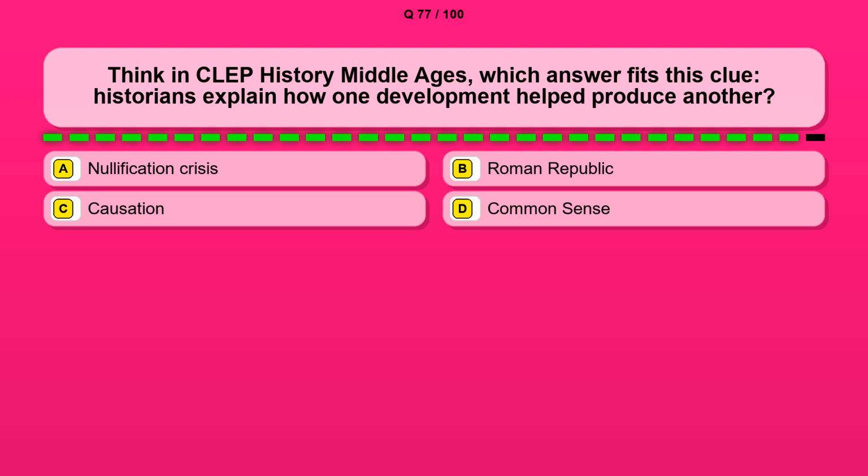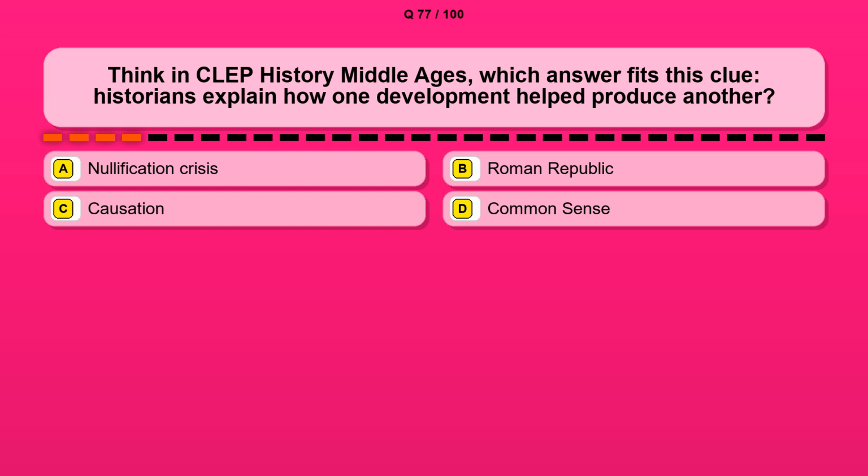Question 77. Think in CLEP History Middle Ages, which answer fits this clue? Historians explain how one development helped produce another. Option A, nullification crisis. Option B, Roman Republic. Option C, causation. Option D, common sense.